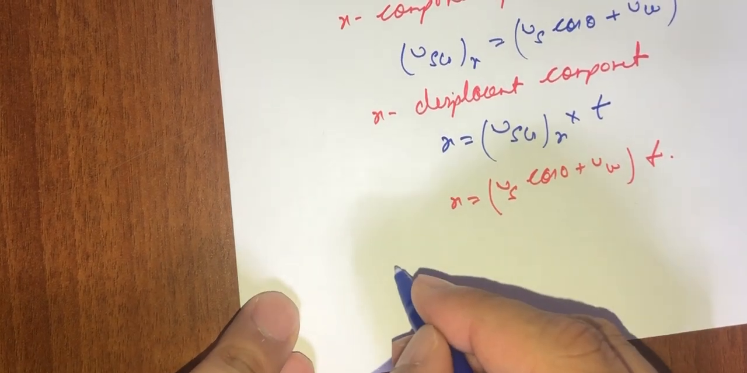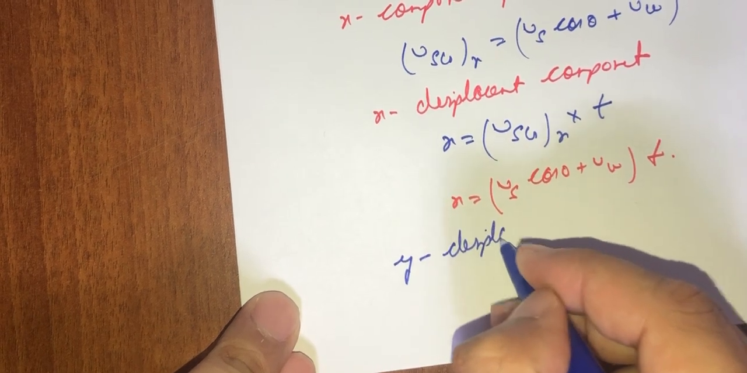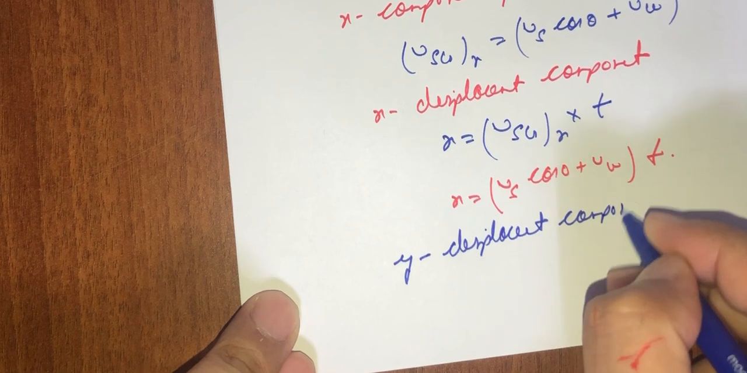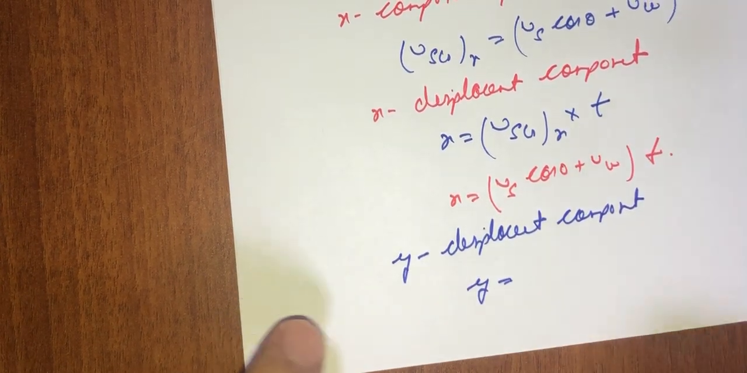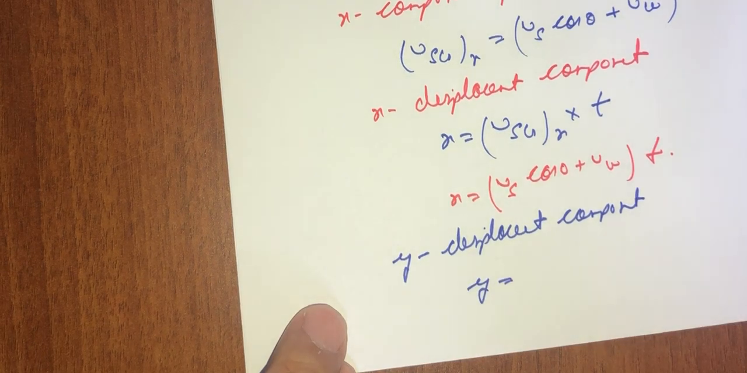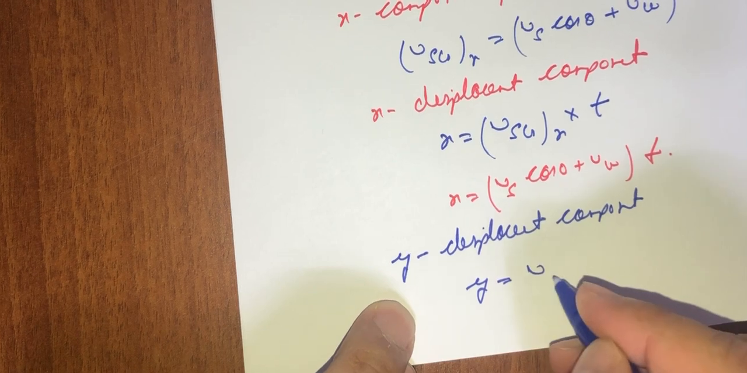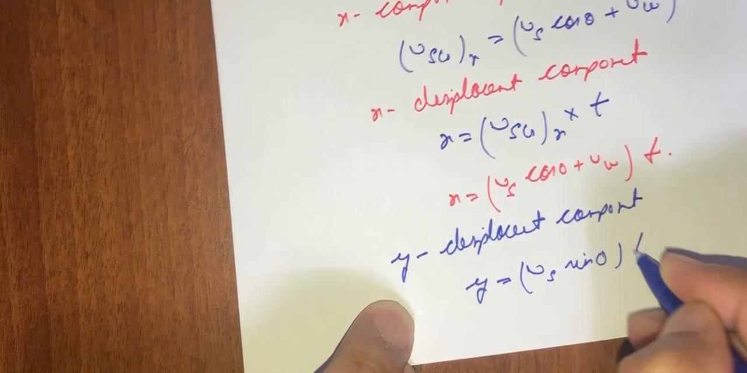You can see that y displacement component, we call this simply y, will be equal to velocity in y direction, that we already know is Vs sin theta, multiplied by time t.